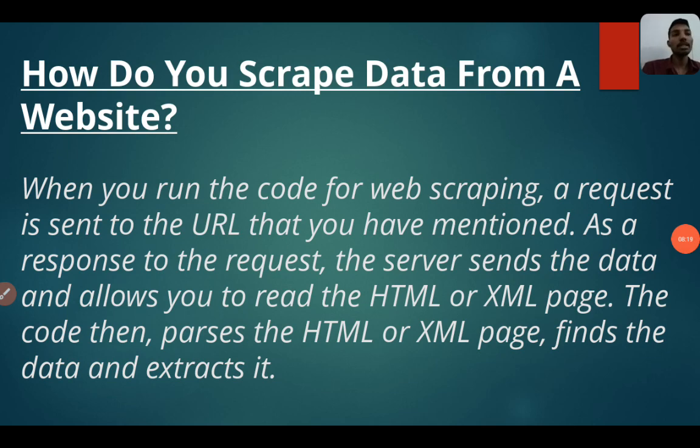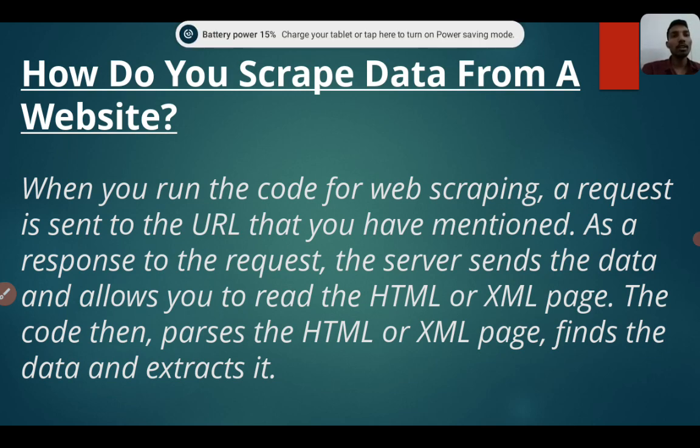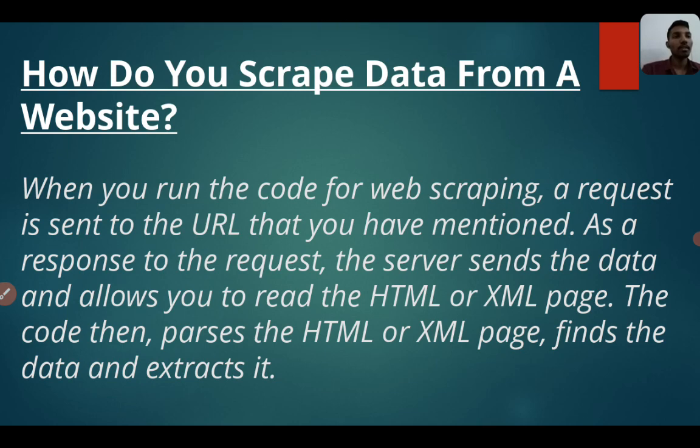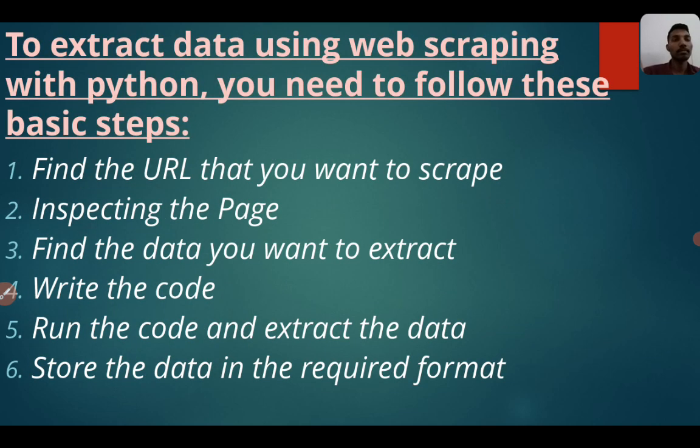How do you scrape data from a website? When you run a code for web scraping, a request is sent to the URL that you have mentioned. As a response to the request, the server sends the data and allows you to read the HTML or XML page. The code then parses the HTML or XML page, finds the data and extracts it. To extract data using web scraping with Python, you need to follow these basic steps. Find the URL that you want to scrape. Inspecting the page. Find the data you want to extract. Write the code, run the code and extract the data. Store the data in the required format.